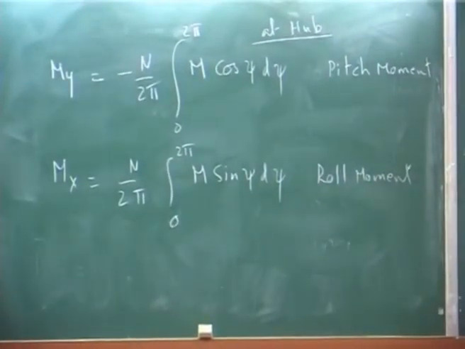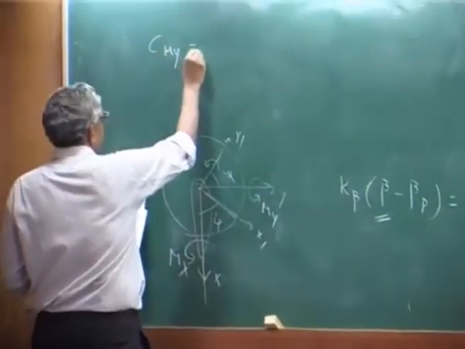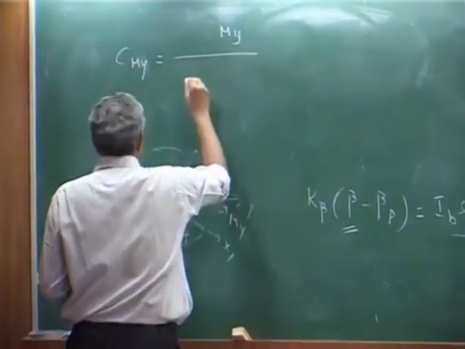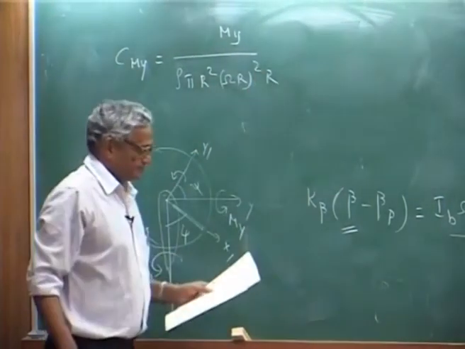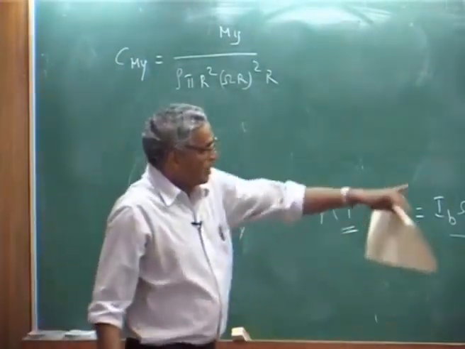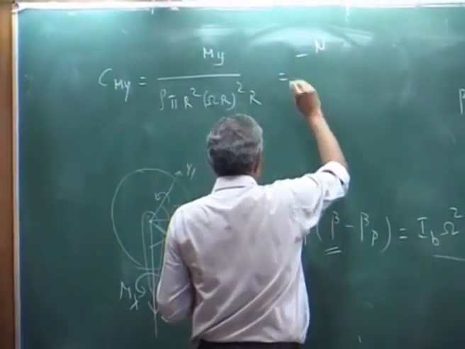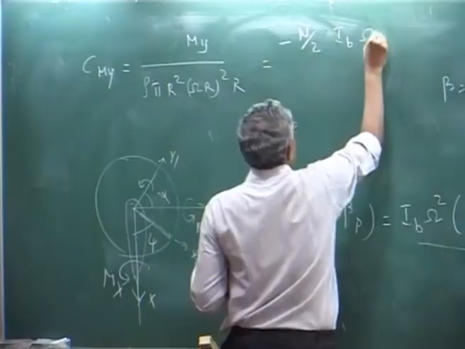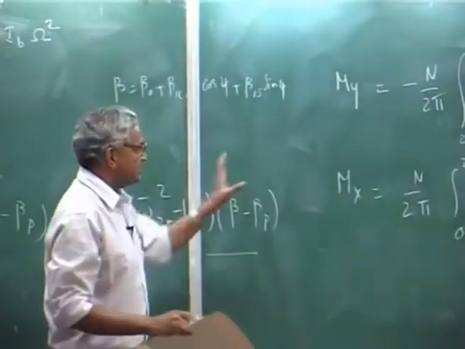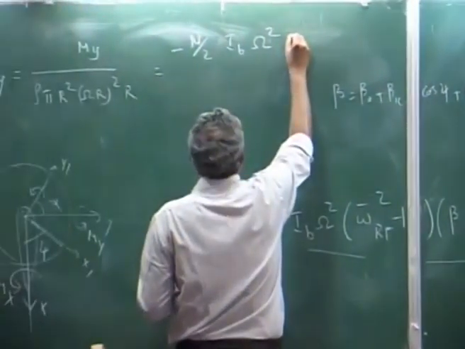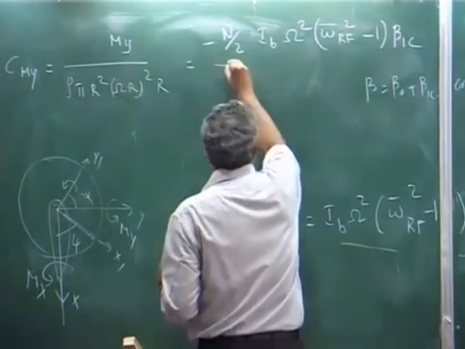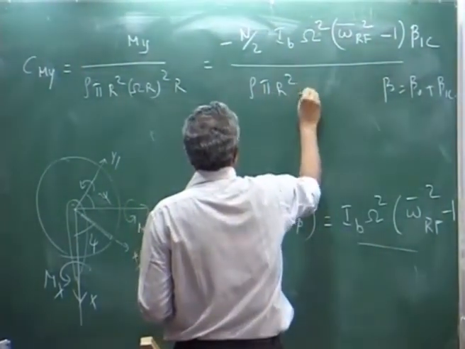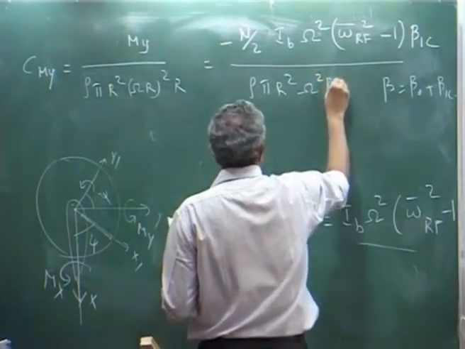You non-dimensionalize your moments, that is C_My, like C_T, you put M_y over rho pi R squared omega R squared times R. And M_y you will get as minus N over 2 I_b omega squared, because here I am just substituting this quantity and integrating, times omega bar RF squared minus 1 beta 1c over rho pi R squared omega squared R squared R.